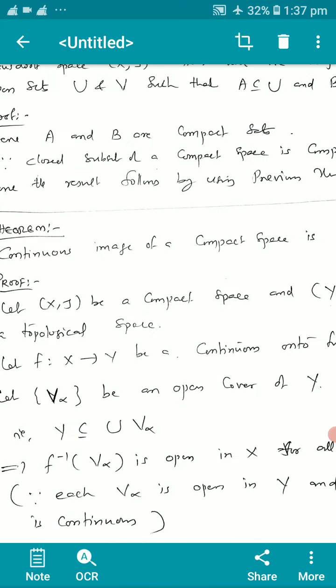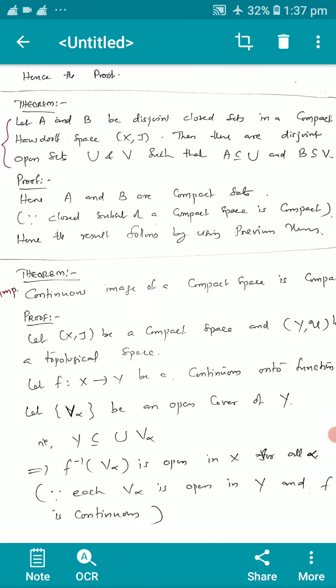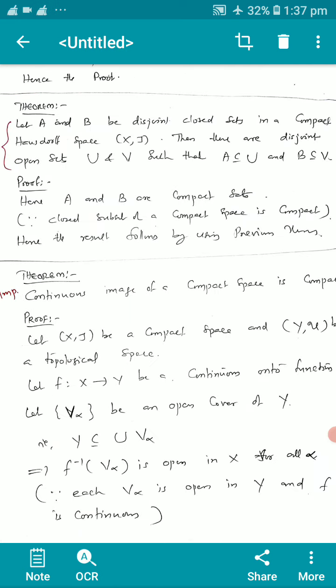Next theorem is an important result. A continuous image of a compact space is compact. That is, compactness is preserved under continuous mappings. Continuous image of a compact space is compact.